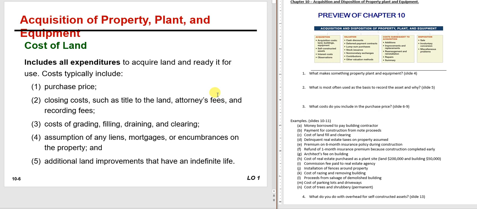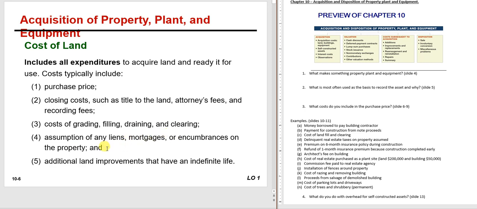So if I buy a land with a building on it, and my intention is to bulldoze the building down so I can build a new building on it, the cost of the land includes the cost of the building as well as the clearing fees, because my intended use is to put a new building on it. So until I start digging the foundation for the new building, everything would be included in the cost of the land. So closing costs, cost of grading, filling, draining, clearing, because I'm getting ready to put a new building on it. Assumptions of any lien, mortgages, or encumbrances on the property.